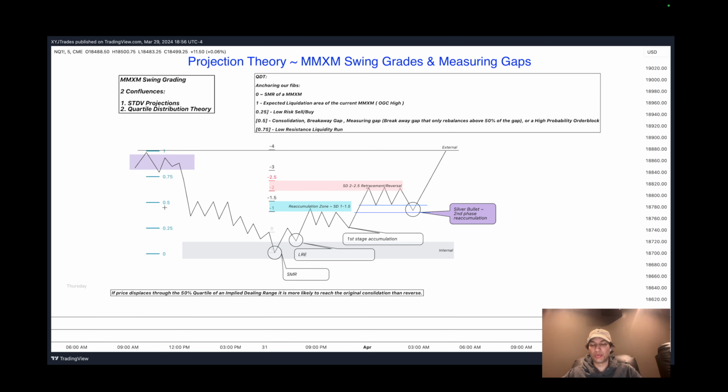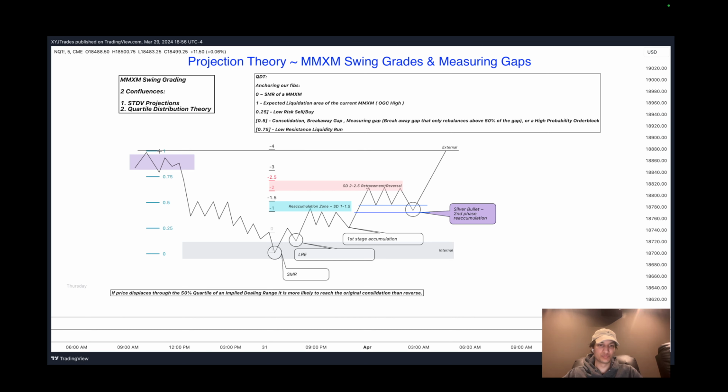So now, between the 0.5 and 0.75, what we can expect to see is the formation of our low resistance liquidity run into our terminus, that is the end point of the implied dealing range, which in this case, external liquidity in a market maker buy model from internal to external would rest below. So in this area, we can use concepts like the silver bullet or second phase reaccumulation to frame that high velocity and large displacement move that rips into our target between the 0.75 and the 1 swing grades or the implied dealing range area.